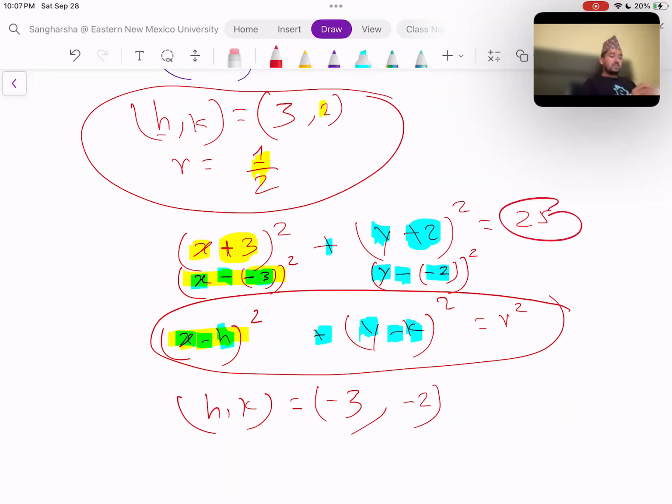Okay, we have 25. We need to rewrite this 25 as a perfect square, which is 5 squared. For square, we have square, and for r, we have 5. So your r is 5.